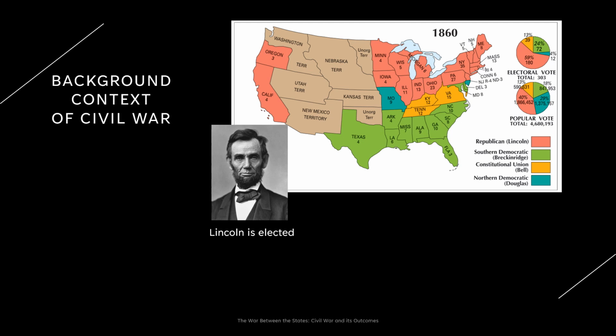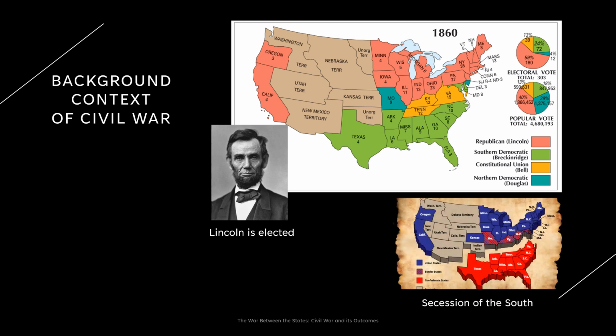Not everyone will be happy about this, and in the following days after the election, 7 states from the South will decide to secede from the Union, calling themselves the Confederate States of America. By March 1861, Abraham Lincoln was inaugurated president to a divided nation. 1 month later, the Civil War will begin.